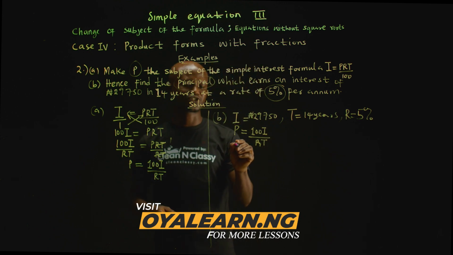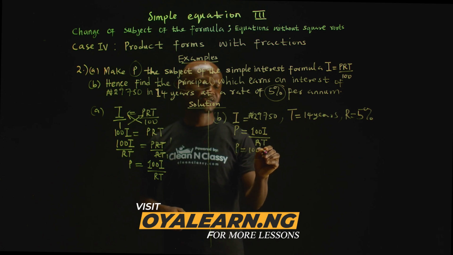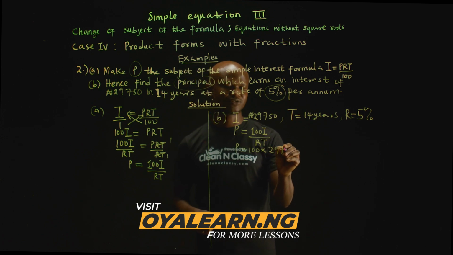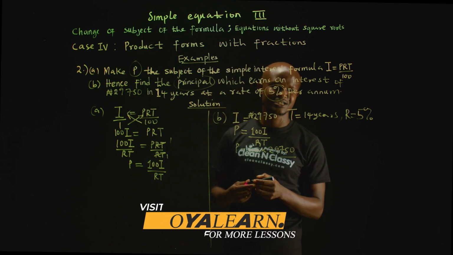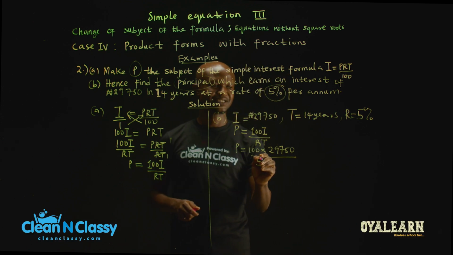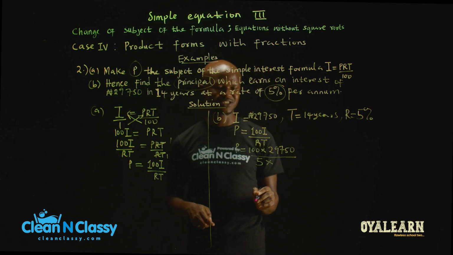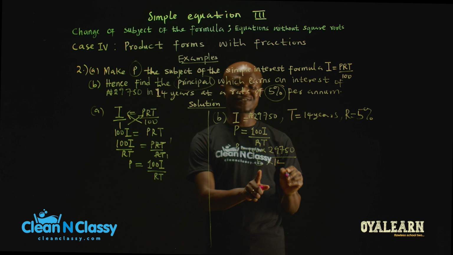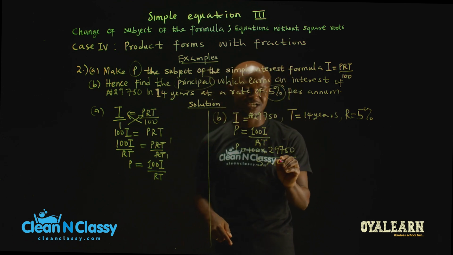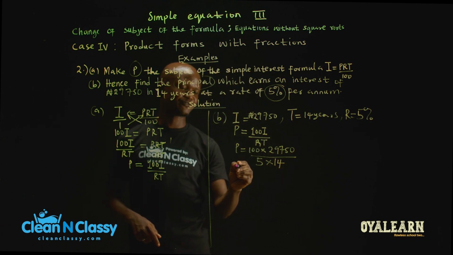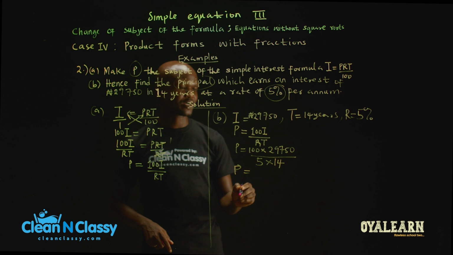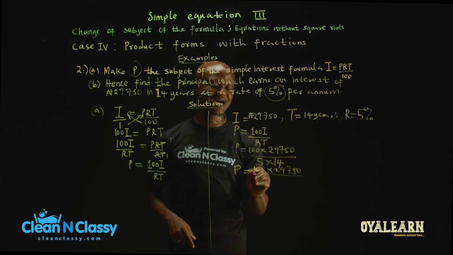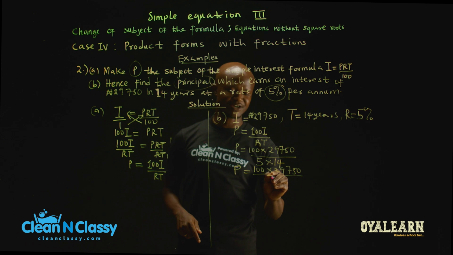So in this case, we are going to substitute. Anywhere we see I, we substitute it as 29,750 divided by R, which is 5, times T. T is 14 years. It is 5 times 14 that will give us 70. So in this case, we have P equal to 100 times 29,750 divided by 5 times 14, which is 70.